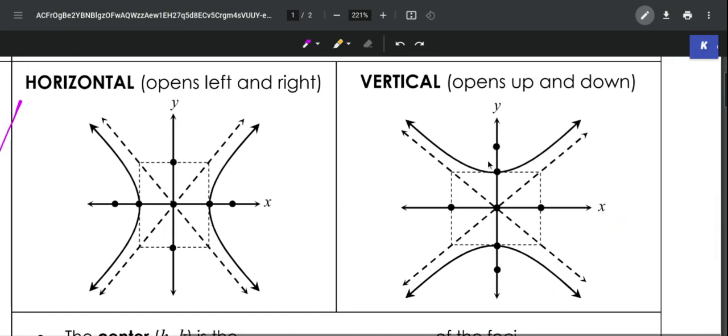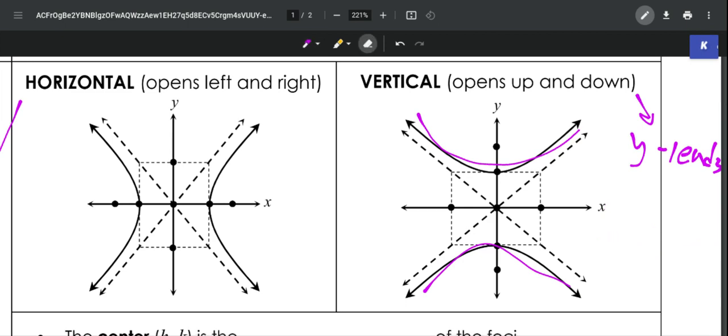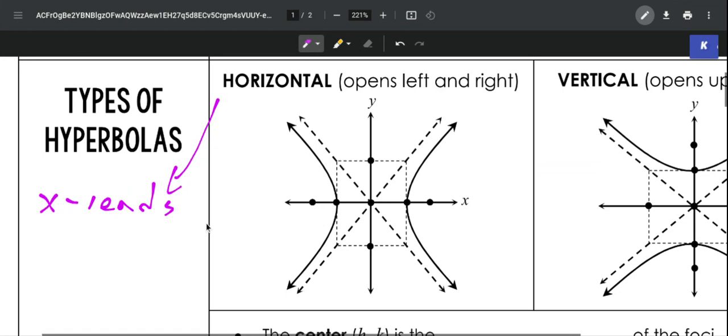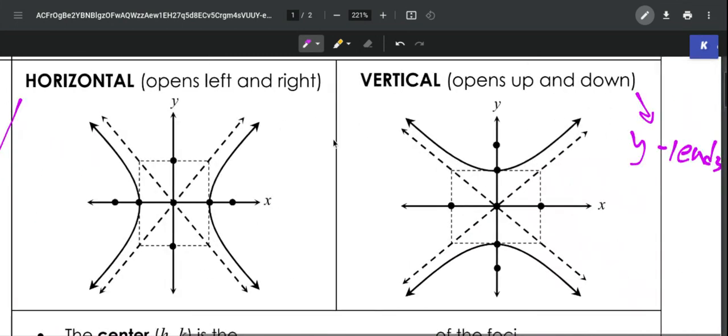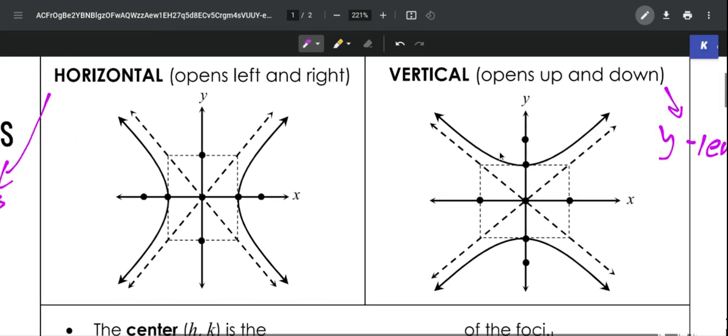And then a vertical hyperbola opens up on the top and on the bottom, and those are y leads. That means you'll have something like y minus 3 squared over 36, and then everything else. Actually, it would be minus, not plus, but you'll see when we get to that. You'll notice I'll reference back to this a lot, so just make sure you've got that written down. Horizontal means that x leads, vertical means that y leads. Horizontal opens up left and right, and vertical opens up and down.